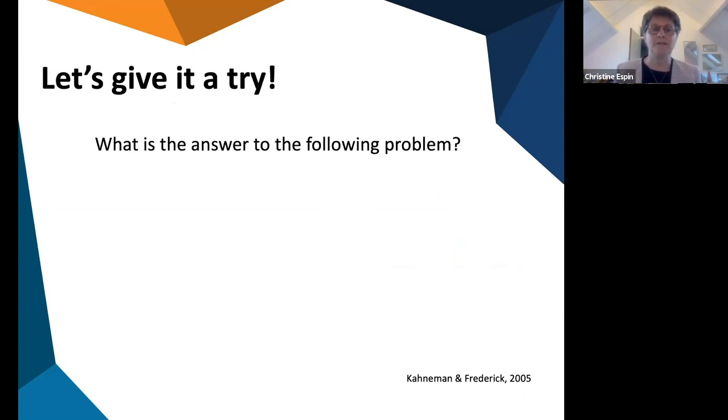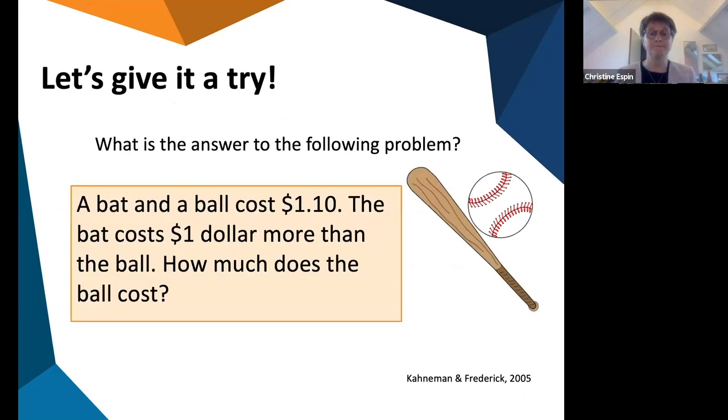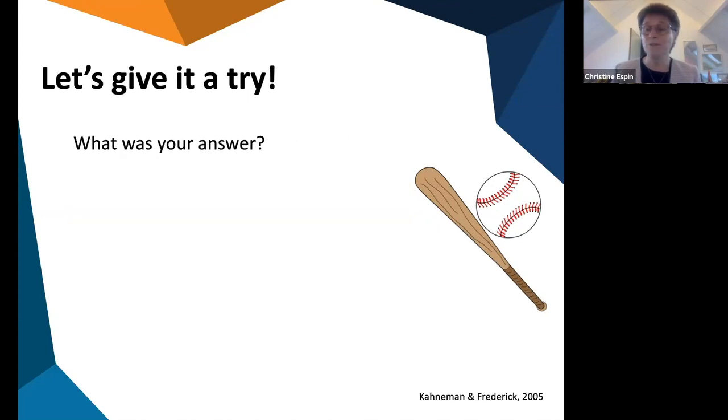Let's try it. I'm going to put you to work. I'm going to show you a simple math problem and give you a few seconds. Go ahead and read the problem to yourself and then write your answer down. You ready? Okay, here's the problem. All right, I hope you had time to read through that, write your answer down. What was your answer?